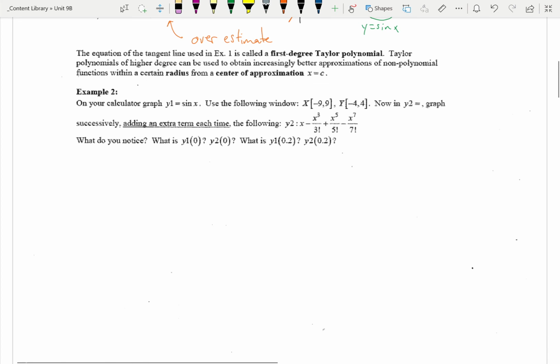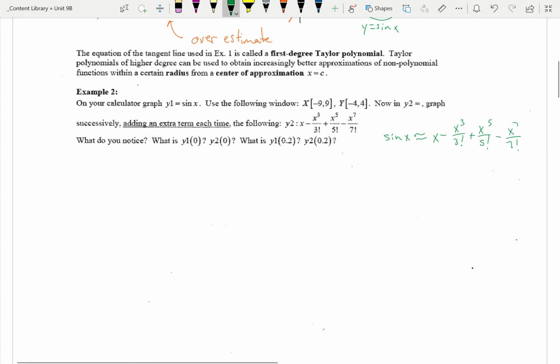So we've already talked about this a bit, but if you don't already know, we know that the 7th degree Taylor polynomial for sine of x centered at c equals 0, or x equals 0, is sine of x is approximately equal to x minus x to the 3rd over 3 factorial plus x to the 5th over 5 factorial minus x to the 7th over 7 factorial.